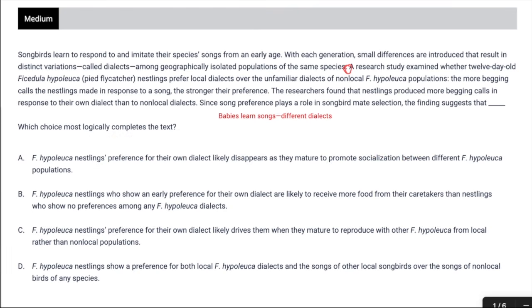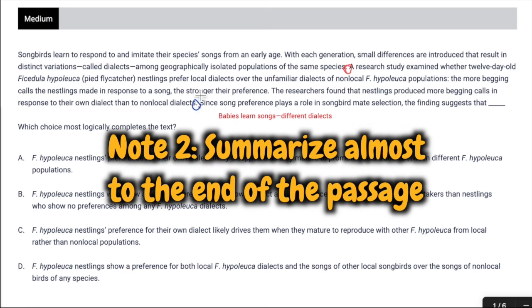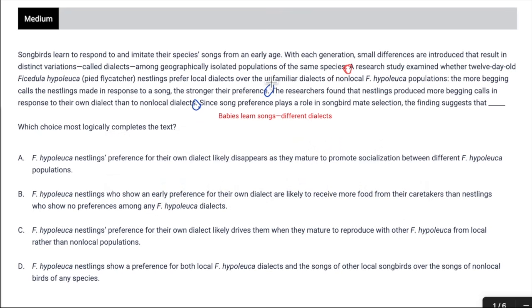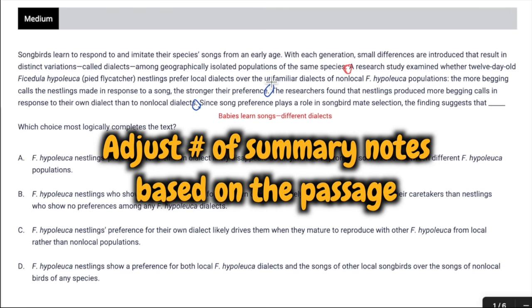Now, your next note should take you close to the end of the passage. Usually it's going to be all the way to the sentence right before the one with the blank space, but sometimes it'll be a sentence or two before. It really, again, depends on how you're feeling about what you need to summarize. And for a really long passage, maybe you'll have 4 notes instead of 3 notes. And for an incredibly short passage, maybe you'll only have 2 notes. So it's a 3-note system based on the length of your average passage.